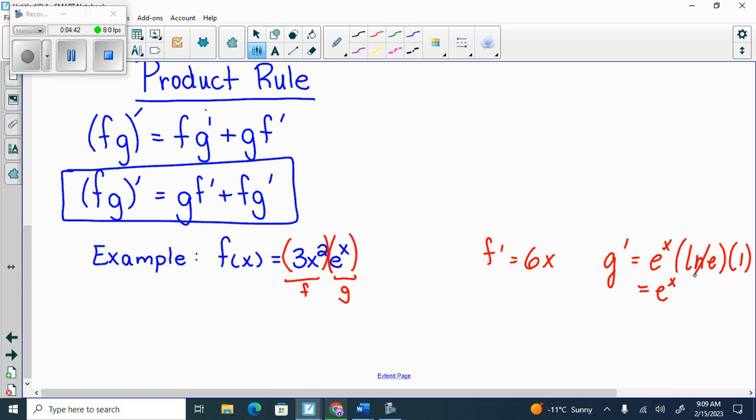You rewrite the whole thing. Ln of the base, derivative of the exponent. Not the exponent, derivative of the exponent. Okay. Yeah. So we're not bringing that x down.